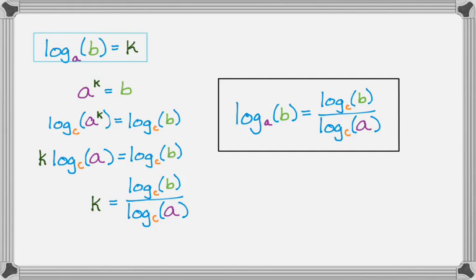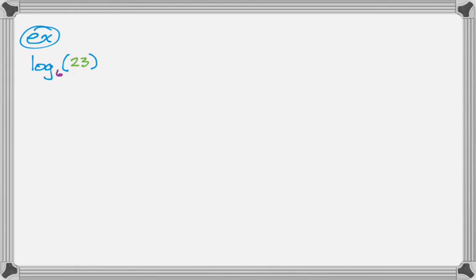So let's take a look at two examples. And there's really not much to be done with these. So we have the log of 23 in base 6. So that I can rewrite, the most common thing is to use the common log, which would be base 10. So this is going to be just the plain old log of 23 divided by the plain old log of 6.